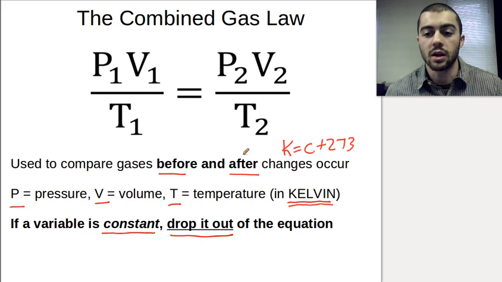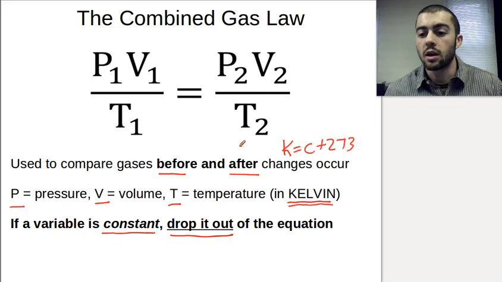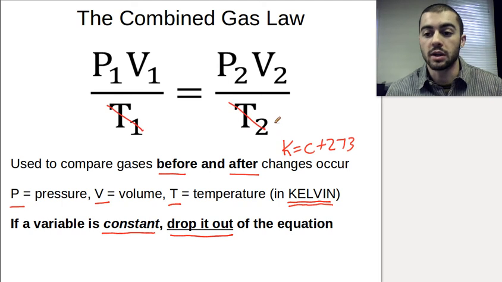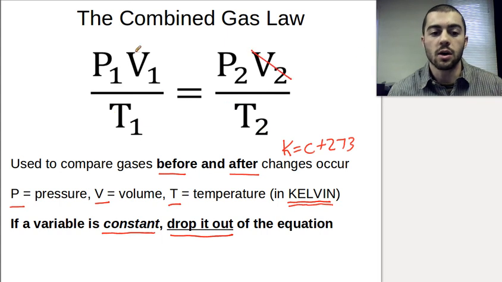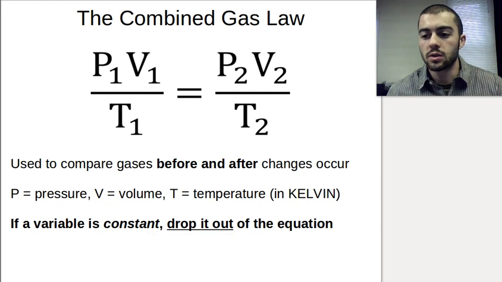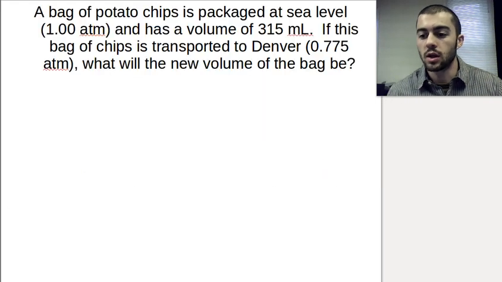So if we have, let's say, some changes in pressure and/or volume at a constant temperature, then temperature would drop out of this equation and we'd end up with P1 V1 equals P2 V2. If we have a constant volume, we'd drop volume out of the equation and then we'd have P1 over T1 equals P2 over T2. If it's pressure, drop out pressure, and we have V1 over T1 equals V2 over T2. Whatever variable it is, we just drop it out of the equation and use only the other two variables. So let's try out some problems with this formula and see how we do.